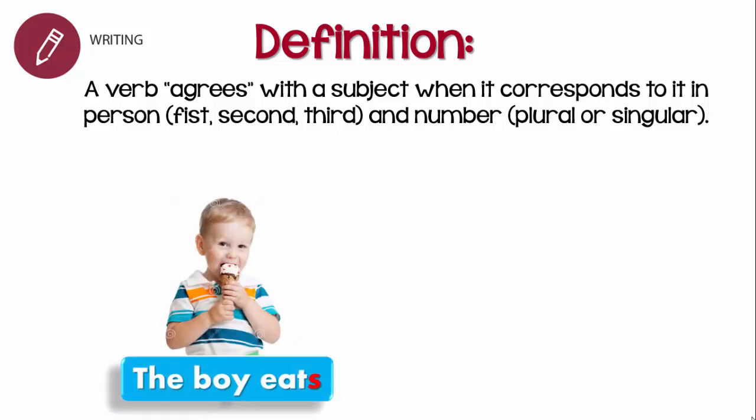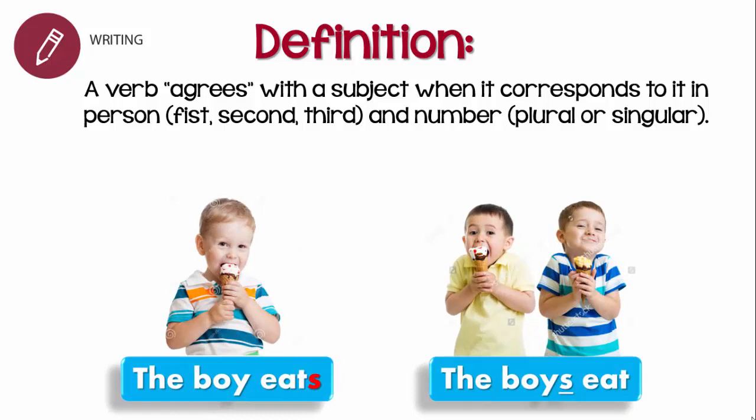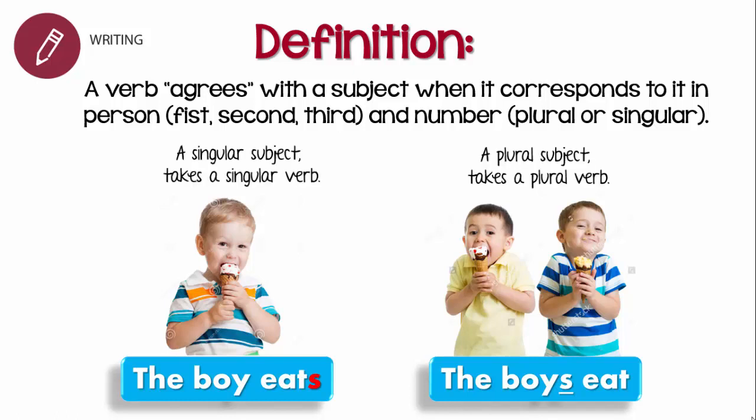The boy eats. The boys eat. In the first case, I have only one boy, so the subject is singular. In the second example, I have two boys. The subject is plural. A singular subject takes a singular verb, and a plural subject takes a plural verb.